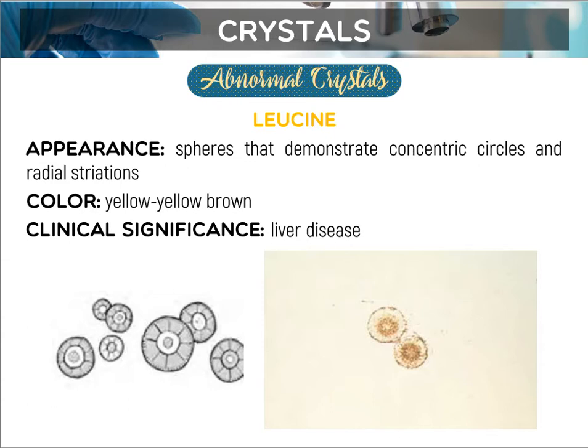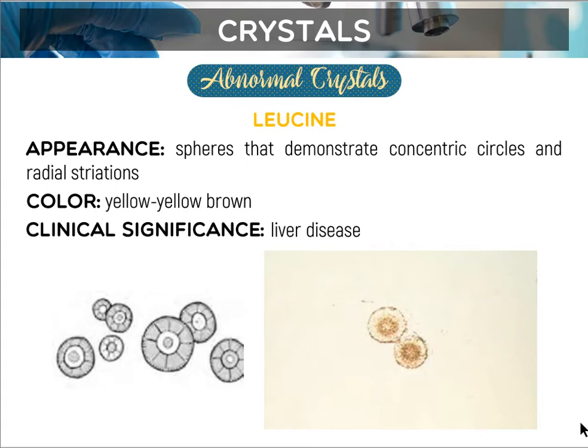Sa chemistry. Alright, so si leucine ug si tyrosine guys, oh my gosh, sila ang manag-uyab, okay? If naay manag-uyab sa klase, sila manag-uyab sa urine sediments. So sila ang manag-uyab guys, kay I'll explain that later, okay? So si leucine, this appears as spheres that could demonstrate concentric circles and radial striations. So makita ninyo ni na striations diri, okay? Circle siya. And then it's yellow or yellow brown. Muna siya liver disease, okay?